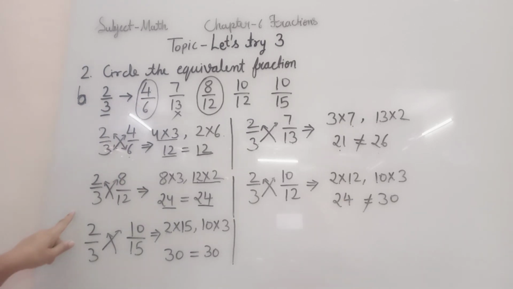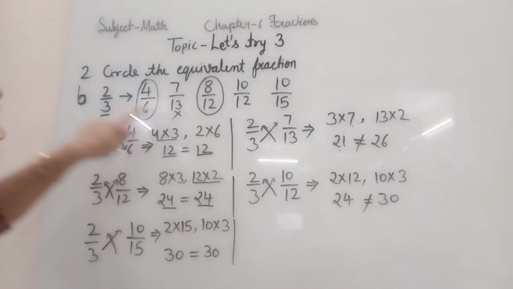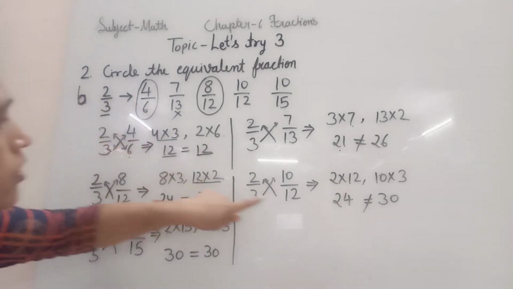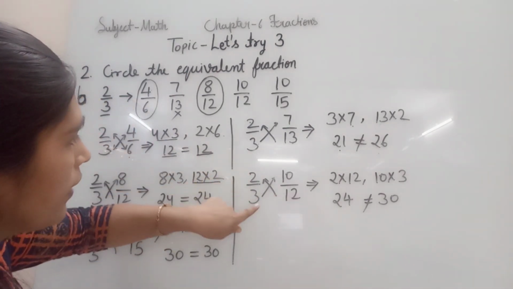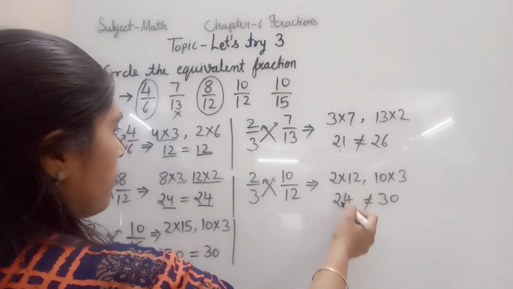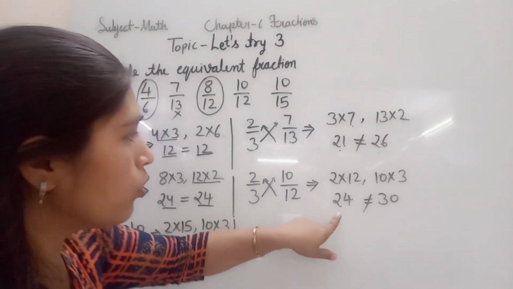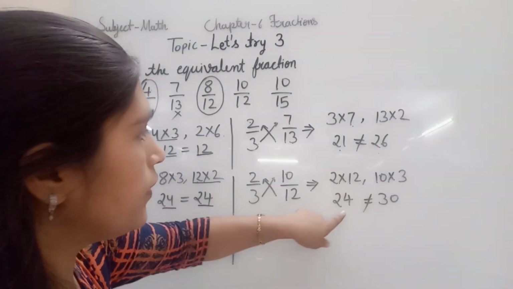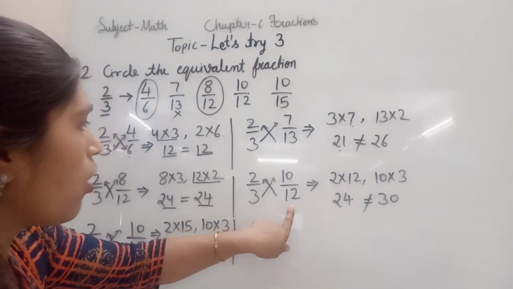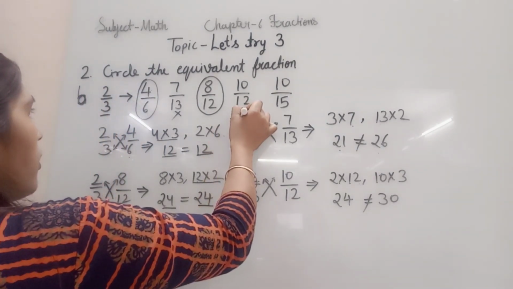Now let's check 10 by 12. Again we will do the cross multiplication with 2 by 3. 12 multiplied by 2 and 3 multiplied by 10. 12 multiplied by 2 is 24, 10 multiplied by 3 you will get 30. Both are not equal. If they are not equal, it means it's not an equivalent fraction of this. So we will not circle this.